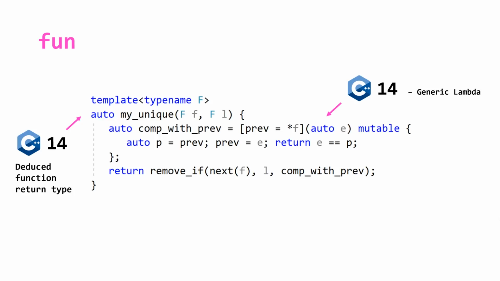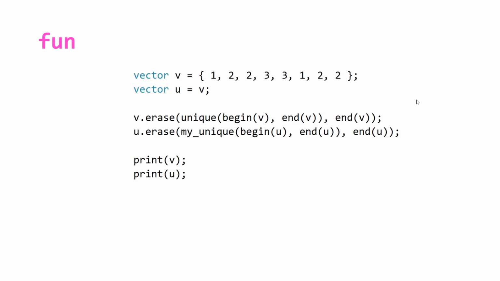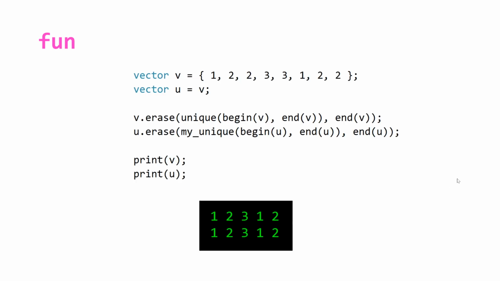And if we swap over to the use case of this, we can see that we have two vectors here with the same contents, and then we're just making two calls using our erase-remove idiom. One makes a call to unique, and one makes a call to myUnique, and then we print both of them, and the output for these is the exact same. So pretty nifty, and I think it's useful to keep in mind when the underlying behavior of algorithms is very similar. So that's now three algorithms, partition, unique, and remove_if, that all have some sort of association with each other.